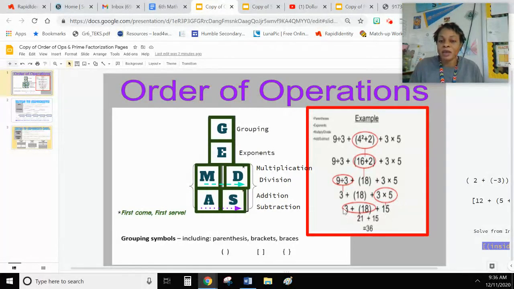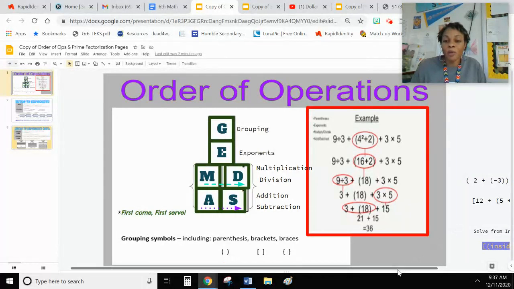Then after that, we come back down, and the same thing with addition and or subtraction. I have 3 plus 18, so that gets served first. Then I have 21 plus 15 to finish off my problem. So let's look at grouping symbols. Again, we talked about grouping symbols can be parentheses, brackets, or braces. You will definitely see parentheses and brackets. You may not see braces this particular year, but know that there are options.